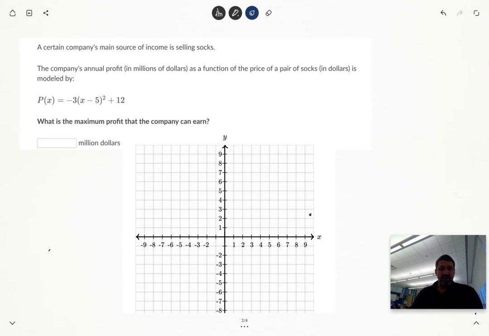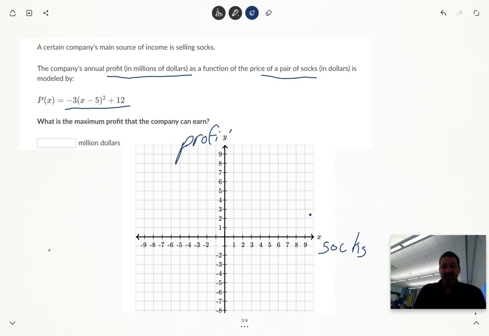So a certain company's main source of income is selling socks. The company's annual profit in millions as a function of the price of the pairs of socks in dollars is modeled by, and again, that's the quadratic equation that models the profit. We want to think about what that means. So it says the company's profit in millions of dollars as a function of pairs of socks. So this X would be pairs of socks, and the y-axis would be profit. So depending on how many socks we sell, we're going to make a profit.